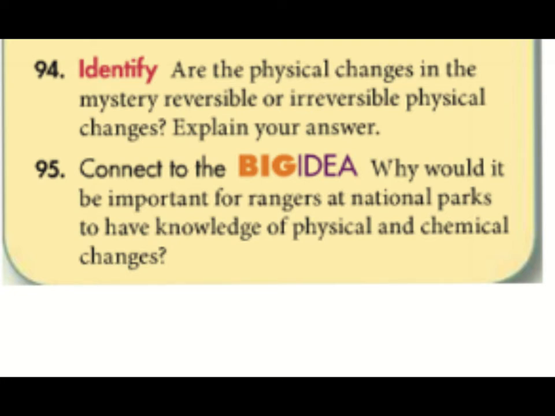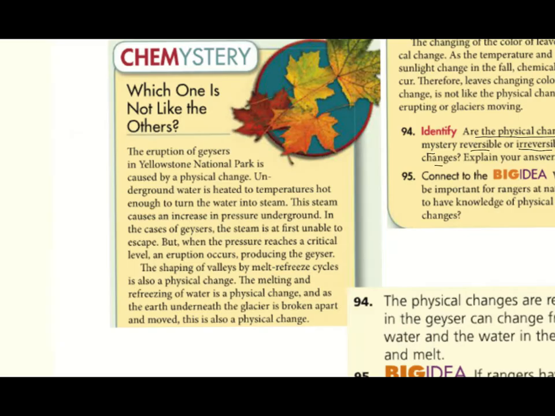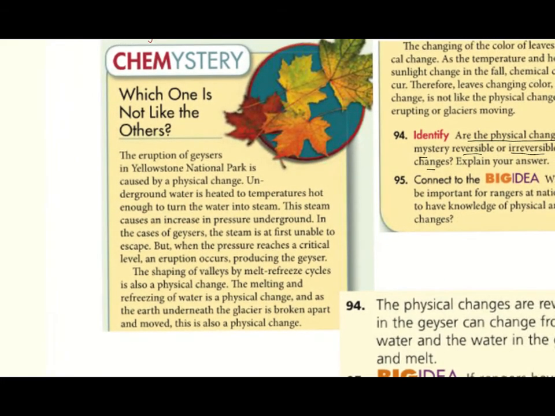Here, in this question, are the physical changes in the mystery? You have a story, you should read it, decide whether each is a reversible or irreversible physical change, and explain your answer. If you go to the story to read it, you will see that there are different signs for physical changes, like increasing pressure underground. And here you can see the shaping of the valley by melt-refreeze cycles. So it's melting and refreezing. Both of them are physical changes.